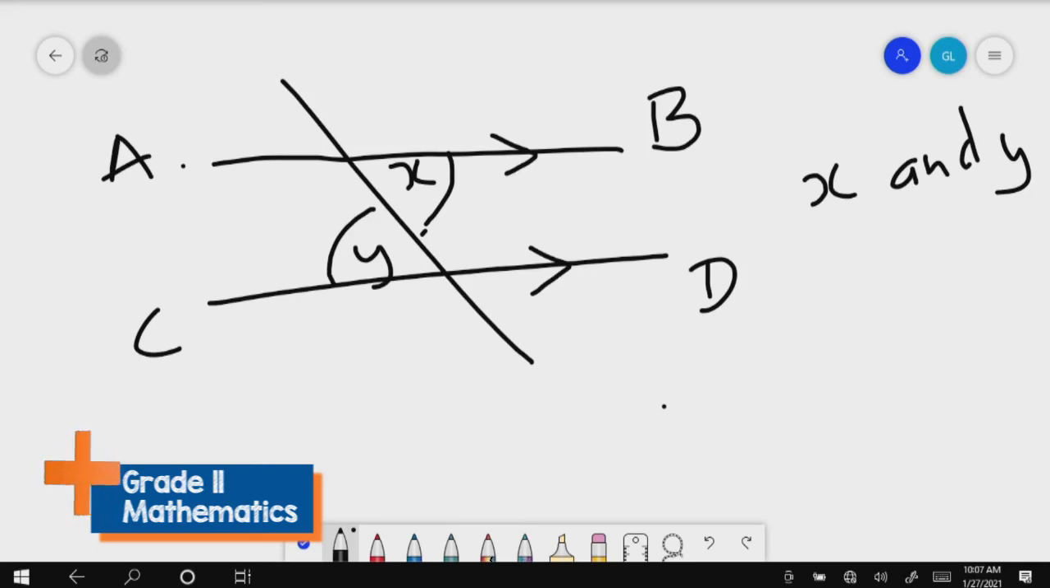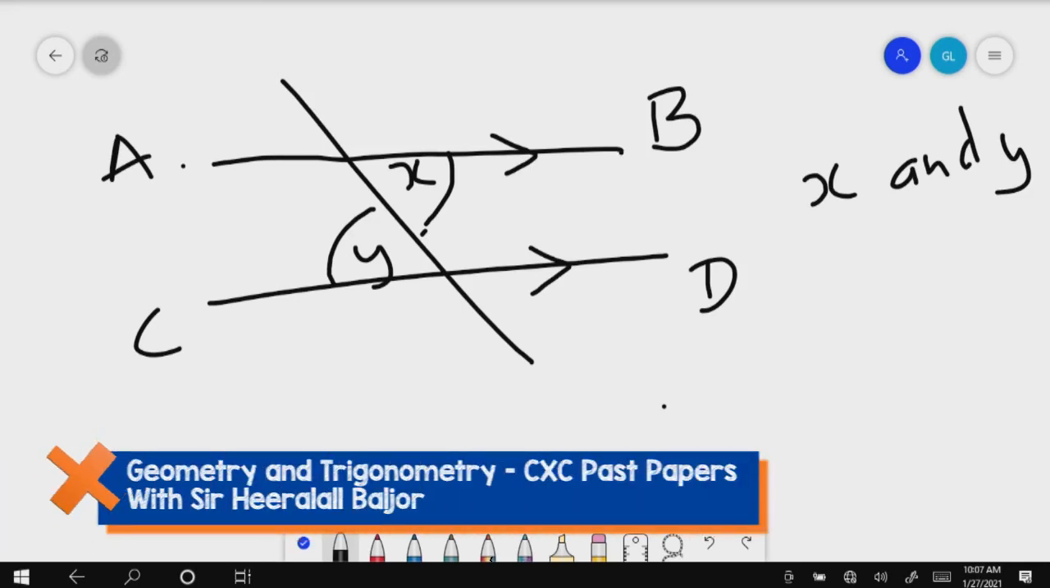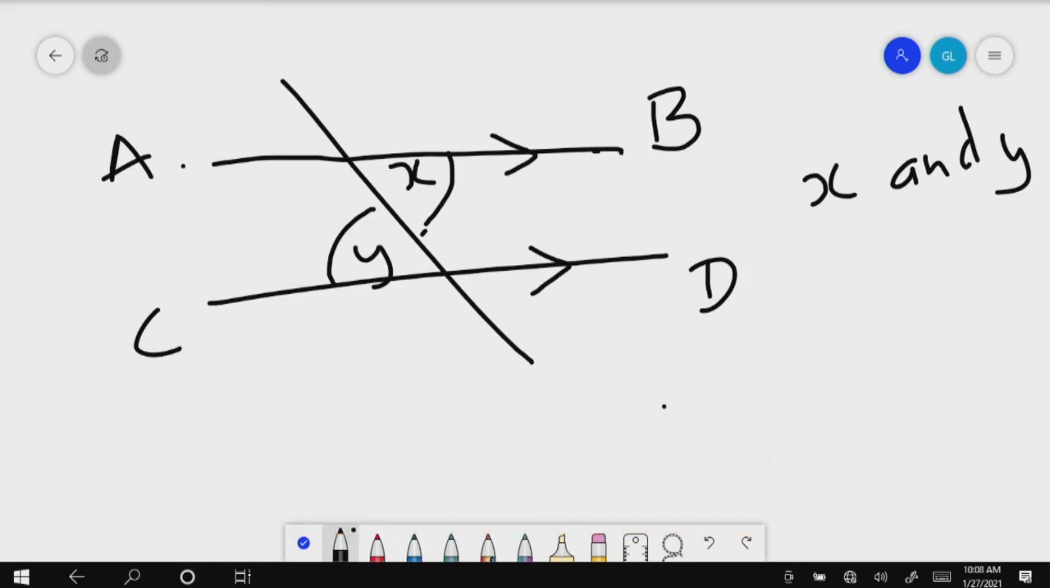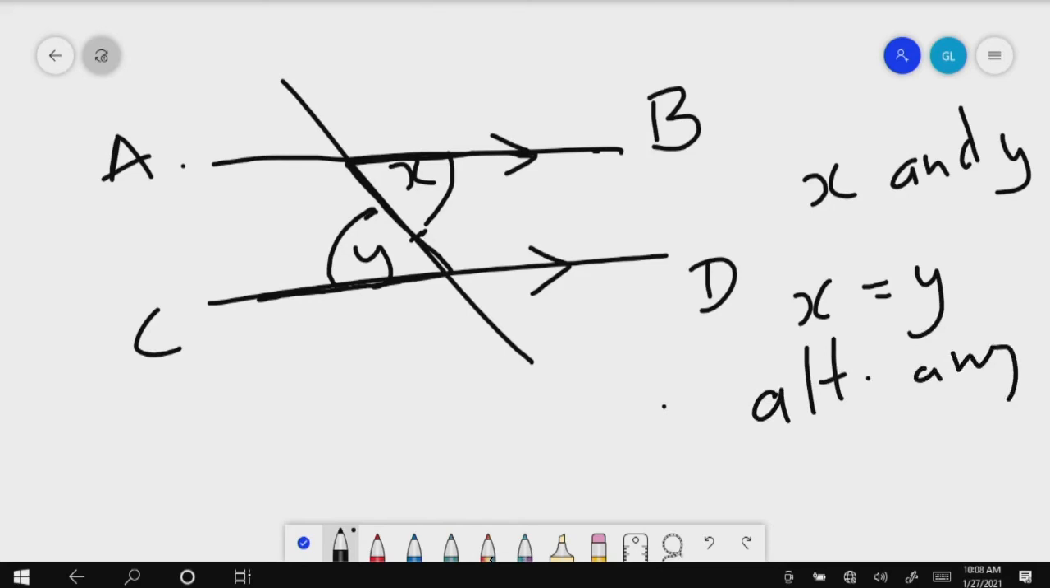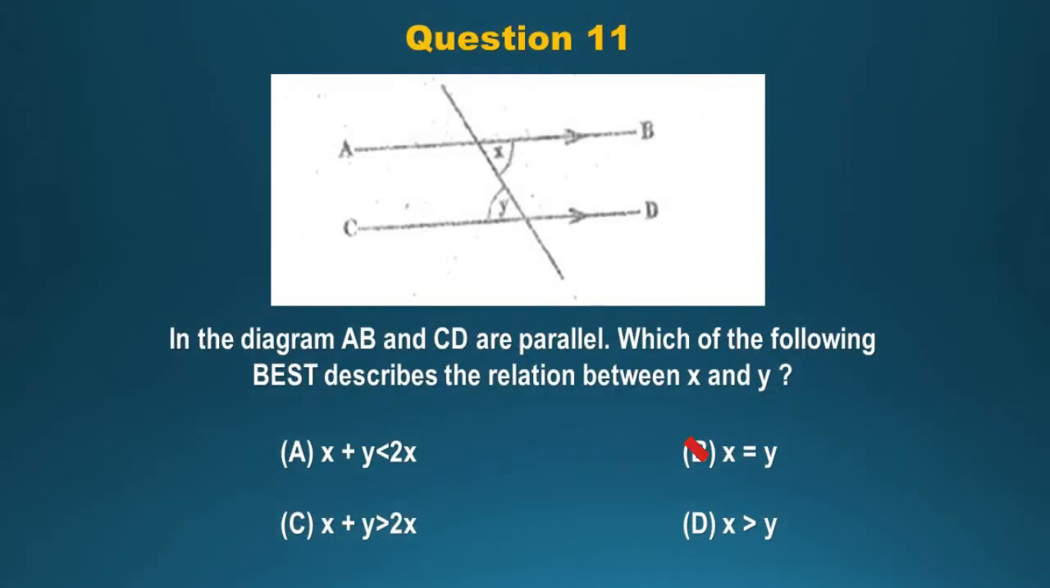Now x and y, they are alternate angles. And how do we know they're alternate angles? If we were to use a pointer and trace the letter Z, you would have seen Z is formed precisely including angles x and y. And if it's formed precisely including x and y, we could say x is equal to y, which are alternate angles. And alternate angles are equal angles. Hence, our solution for this question would have been B.